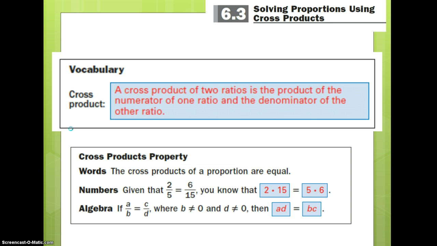And now we're on 6.3. I'll pause for a moment as you find the 6.3 lesson. We are moving on to 6.3.